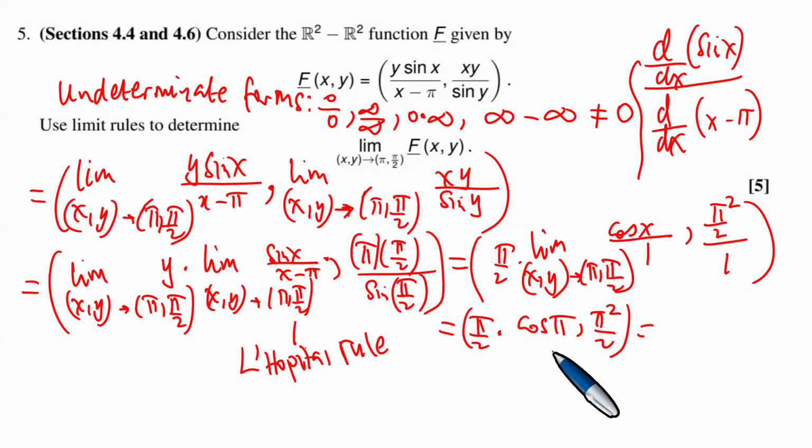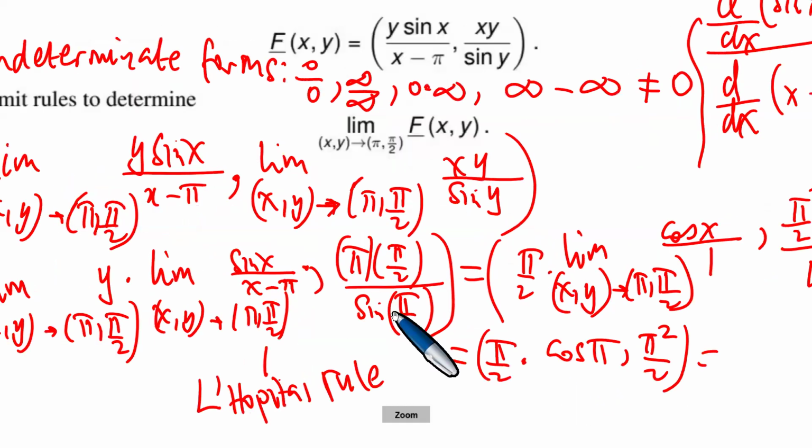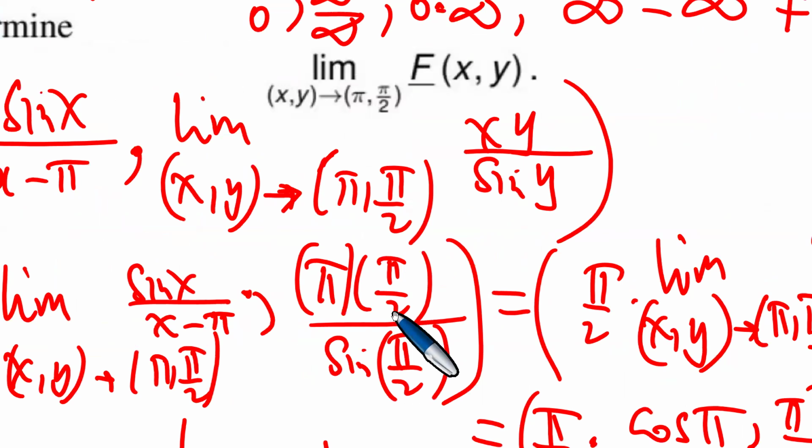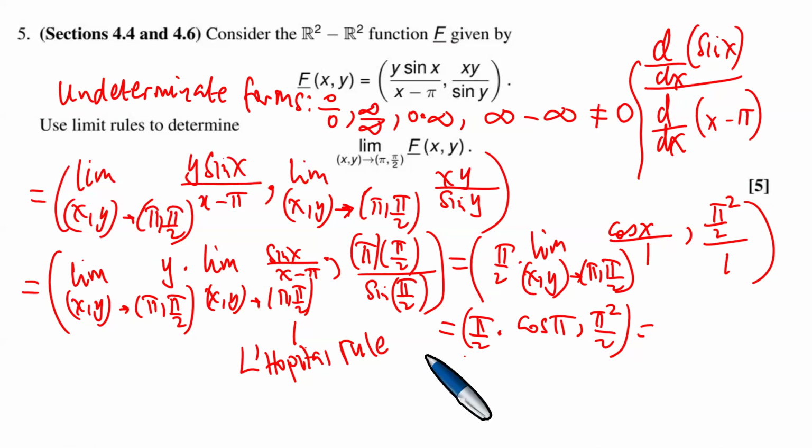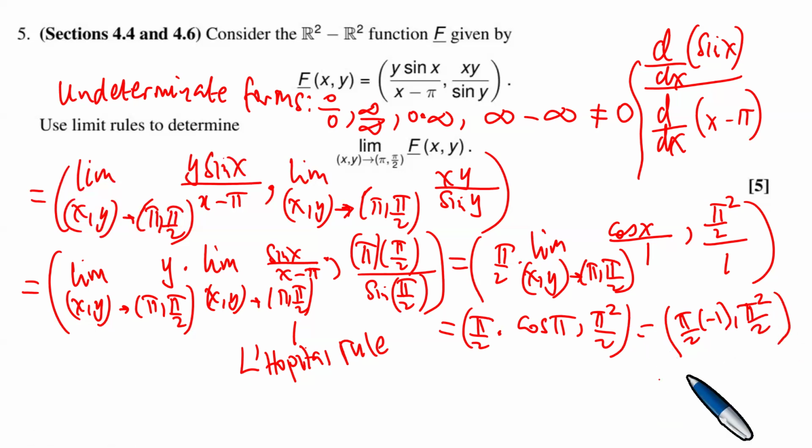Now this cosine pi, what is cosine pi? Cosine pi is like cosine 180 degrees, which is -1, and this one is pi squared over 2. So minus pi over 2, pi squared over 2. And this is the answer.